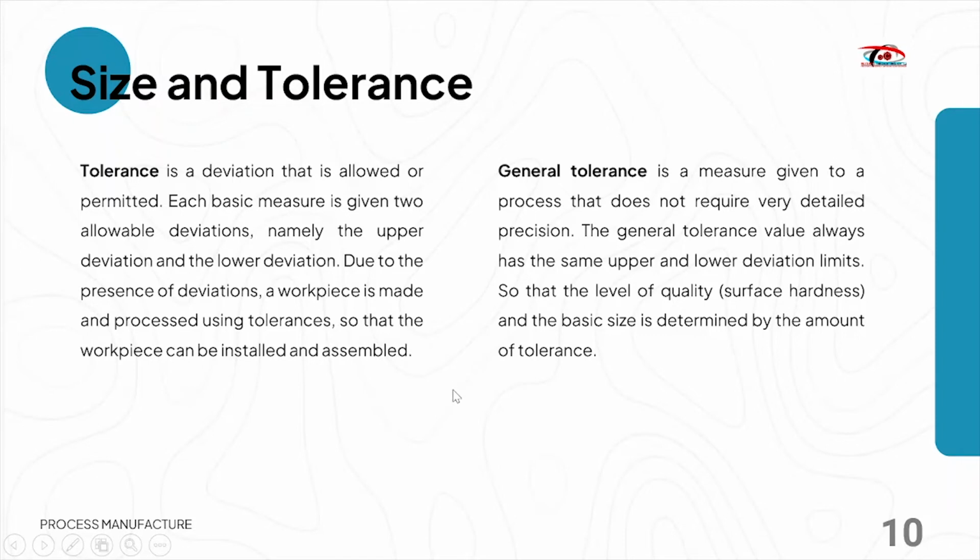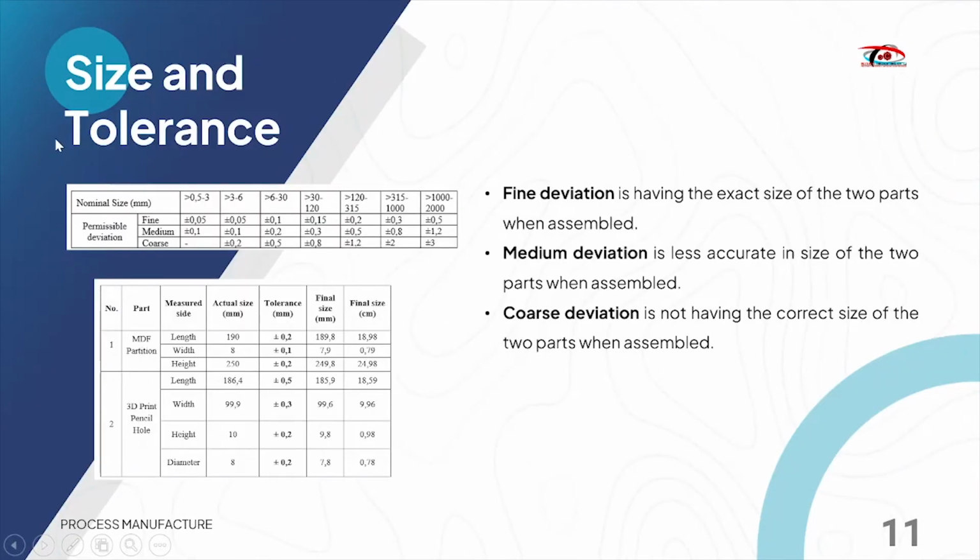General tolerance is a measure given to a process that doesn't require very detailed precision. The general tolerance value always has the same upper and lower deviation limits. So this is a table for size and tolerance. There is a normal size and permissible deviation.